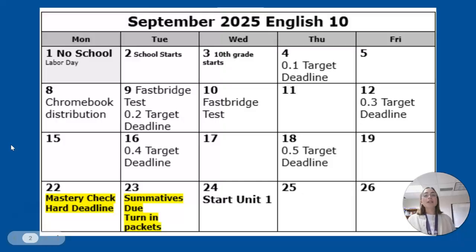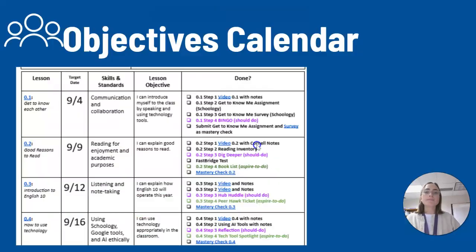So one way you can keep yourself organized and keep track of the lessons and the deadlines in this class is the calendar on the front of your packet. Every packet will have a calendar with all of the lessons for the unit, and you're going to see the target deadlines listed throughout the month. This is helpful so you know when deadlines are coming up. We'll also list out things happening in class, like our FastBridge test, when our summatives are due, and when we're going to start our next unit.